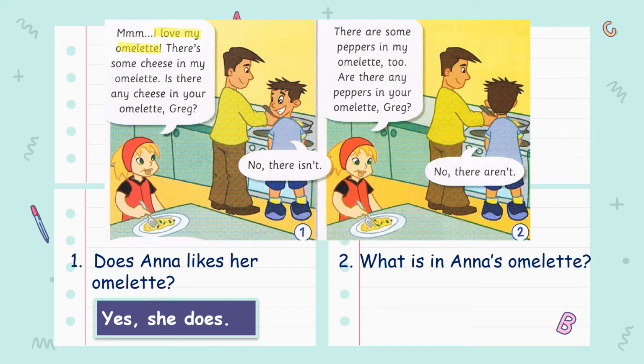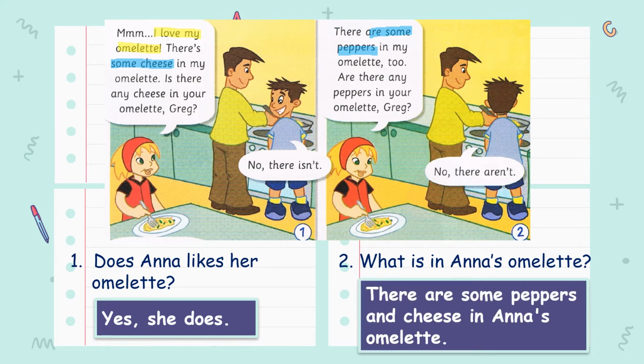Now the next question. What is in Anna's omelette? Let's continue the text. There are some peppers in my omelette too. Are there any peppers in your omelette, Greg? No, there aren't. So how do you know what are the ingredients in Anna's omelette? So let's see. There is some cheese in my omelette and there are some peppers in my omelette. So the answer would be there are some peppers and cheese in Anna's omelette.